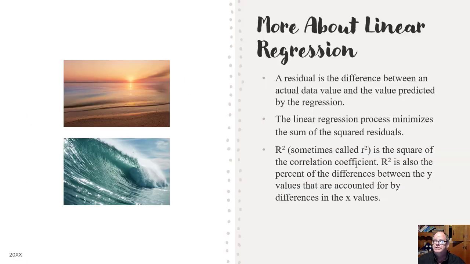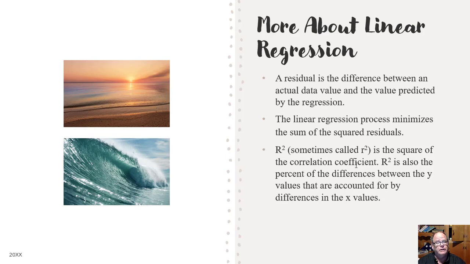A little bit more about linear regression. A residual is the difference between an actual data value and the value predicted by the regression. You'll see one of our assumption tests is about the residuals. What the linear regression process does is it minimizes the sum of the squared residuals. Because some of the residuals are positive and negative, if you just take the sum of them, it tends to add to zero, all right? So you have to square them to get something you can really minimize. That's what we do, and the linear regression minimizes that sum.